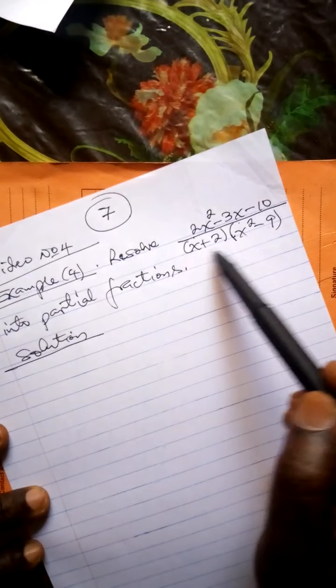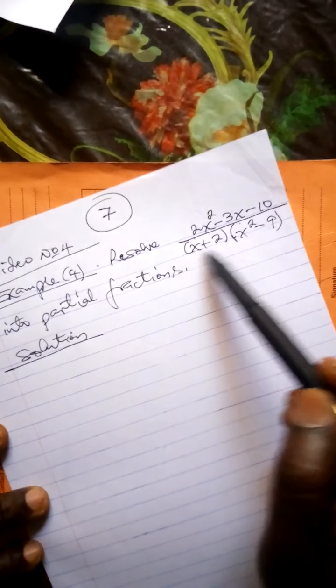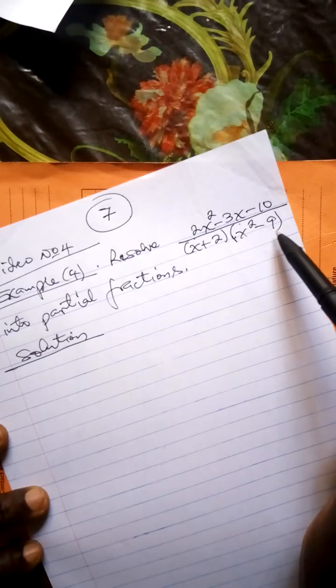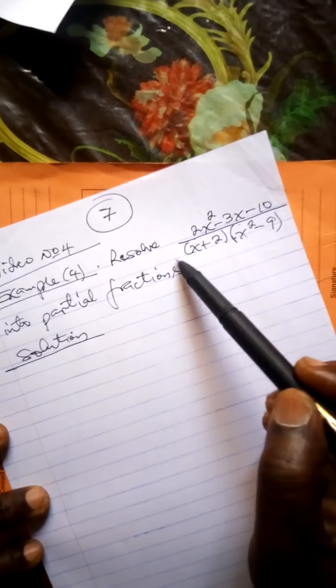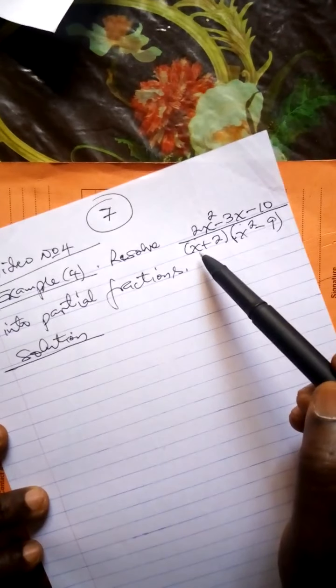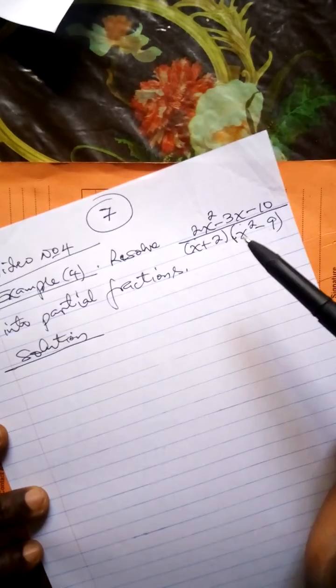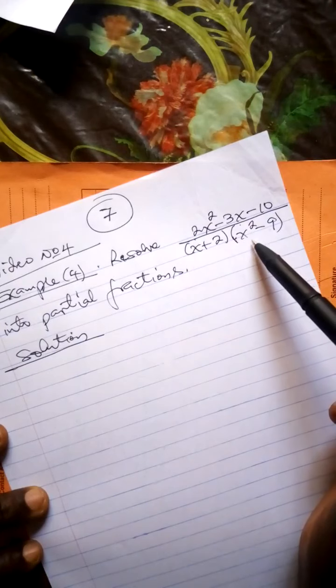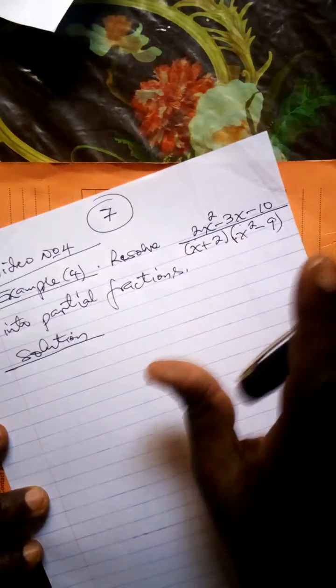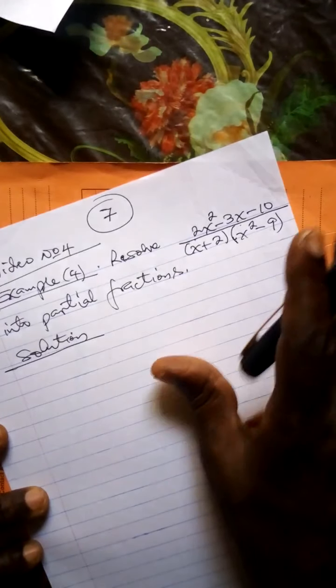Now, the denominator, when you expand the two given factors, one linear factor and the second one a quadratic factor, if you open the bracket and expand the denominator, you discover that you are going to have x times x squared, that is x cubed. So the degree of the denominator is higher than that of the numerator. That means at least we've already satisfied that one. That means we are in order.